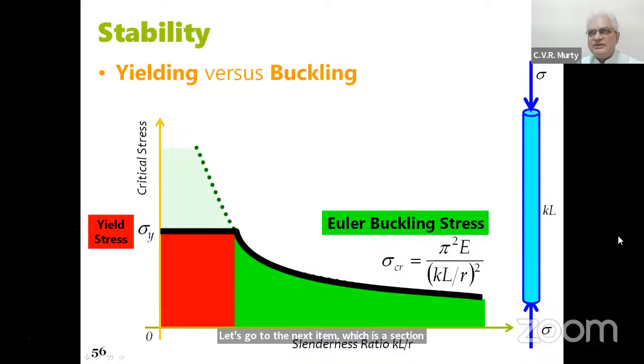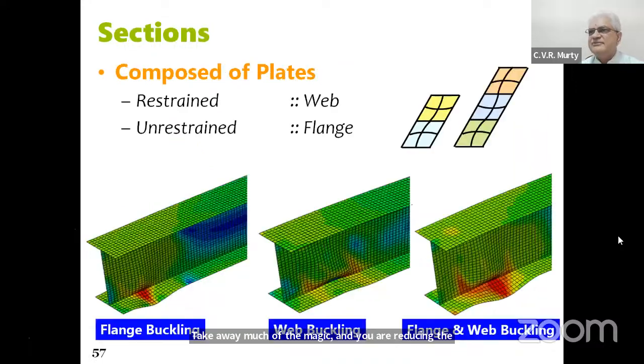We are familiar with the concept of buckling. In fact, when you talk about steel structures, you get chills down your spine because of only one word, and that word is stability. The more slender you are, the less likely you're going to use the material properly. On the left-hand side is the red part, where you are using material very efficiently. And on the right-hand side, which is the green part, you're not using the material efficiently because the geometry of the member is actually going to take away much of the magic, and you are reducing the ductility. You're not capitalizing on the ductility of steel structures.